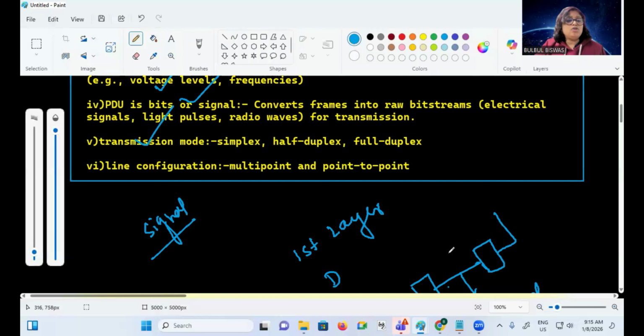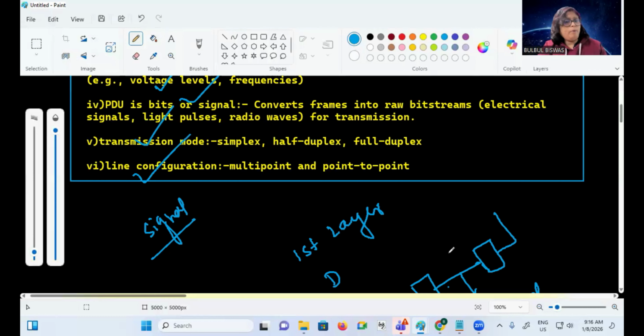Now, the physical layer is also responsible for line configuration. Line configuration is nothing but how devices are connected with a line or cable. In networking, line means the physical cable. How the devices are connected over the physical cable defines the line configuration. It may be multi-point or point-to-point.